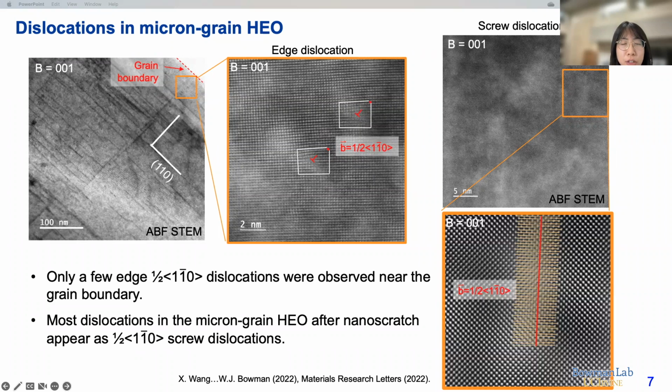Their morphology was something like this. You can see the brighter contrast, but if you have this inverse FFT filtered image, you will see the screw type dislocations appear something like this. But again, most dislocations appear as this half 110 screw type dislocations in this HEO.